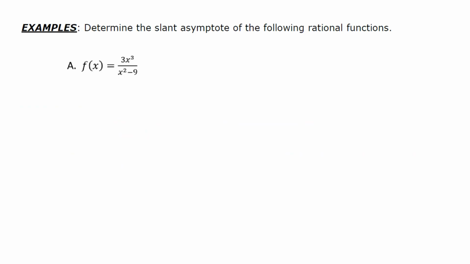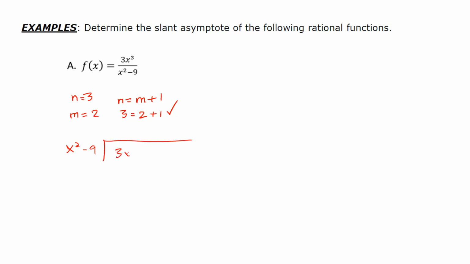So in our first example here, where we're asked to determine the slant asymptote, let's first verify that we actually have a slant asymptote. So n is the degree of the numerator, which is 3, and m is the degree of the denominator, which is 2. Now, in order for there to be a slant asymptote, n must equal m plus 1. So 3 must equal 2 plus 1, which it does. So I know a slant asymptote exists. So now I can perform my division.